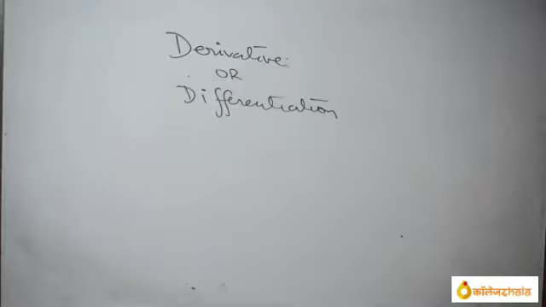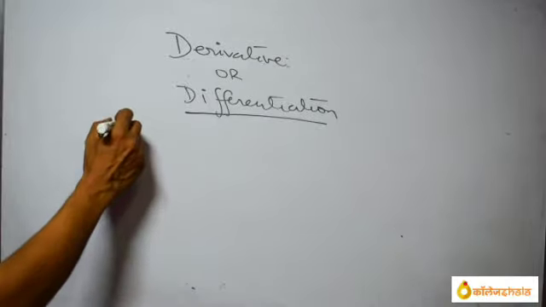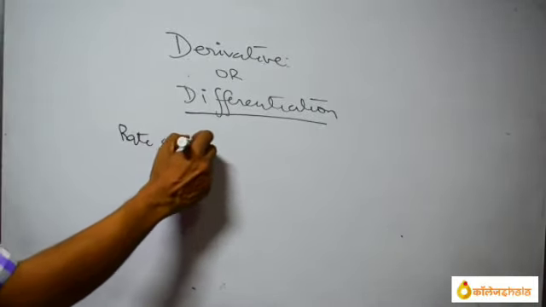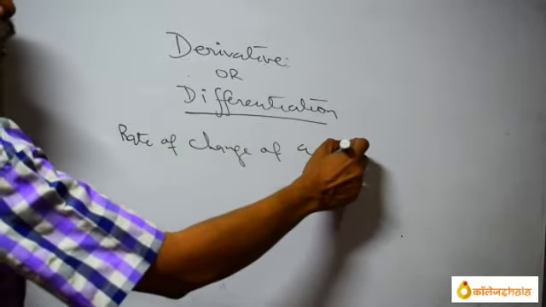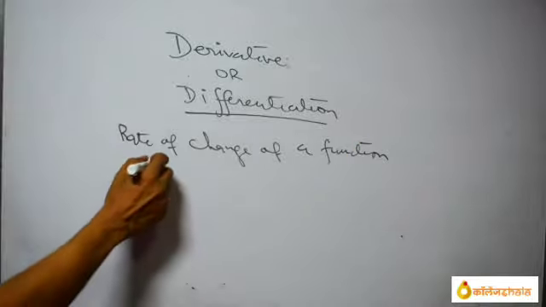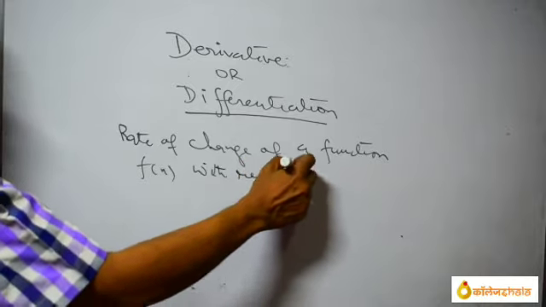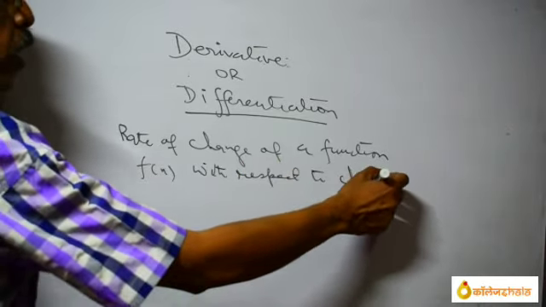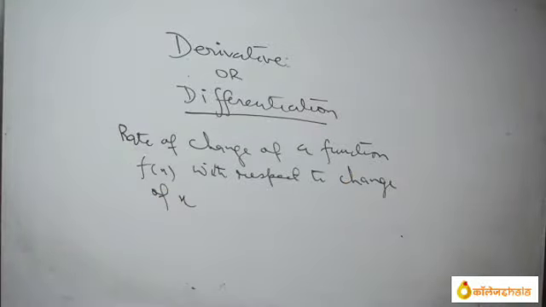Today we will discuss the basic concept of derivative or differentiation. That is actually related to change. We consider the rate of change of a function f(x) with respect to change of x. That means we need to find out the rate of change of f(x) with respect to the change of the value x.